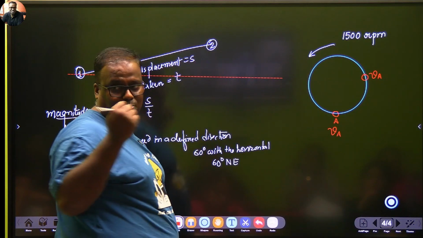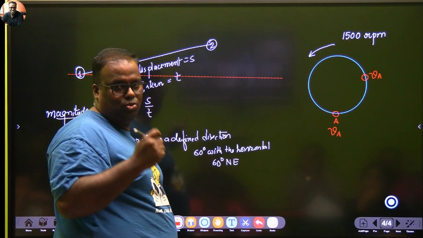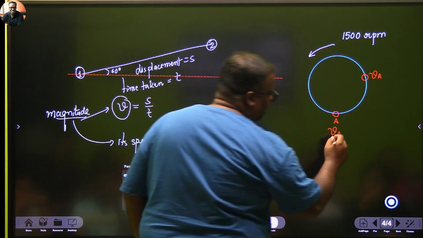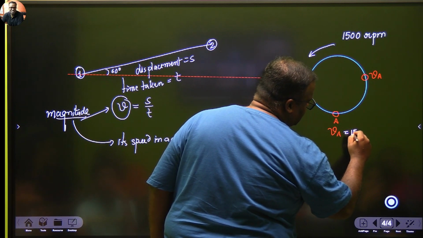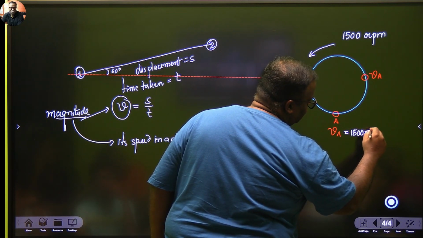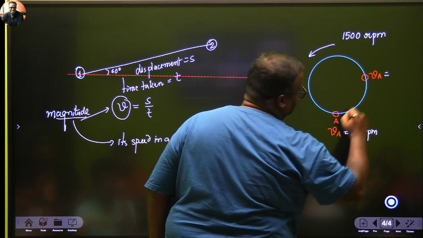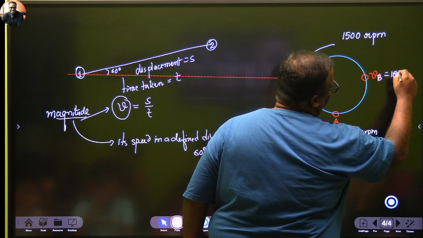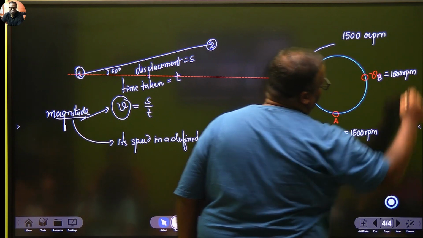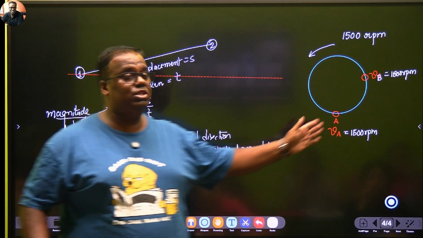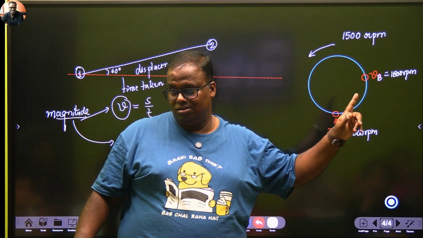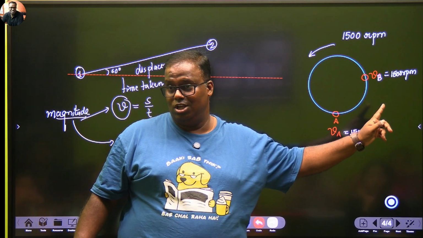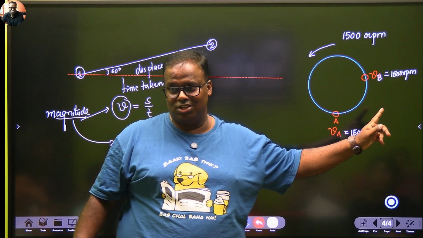Now see, it's the most interesting thing of physics. If you see what is the magnitude of this, I will say 1500 RPM. This is VA, this should be VB, sorry. The second honeybee, this is also 1500 RPM. And this makes you conclude that the velocity is same. Hang on. You have just commented on the magnitude. You have not commented on the direction.